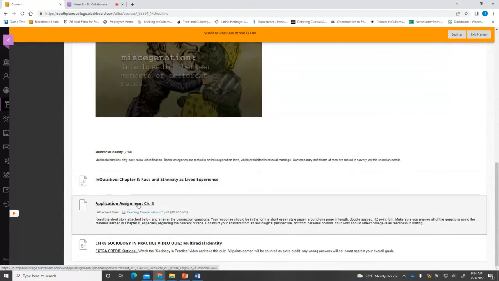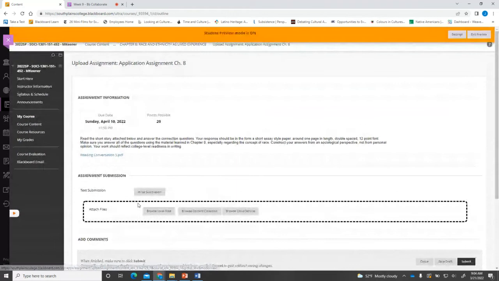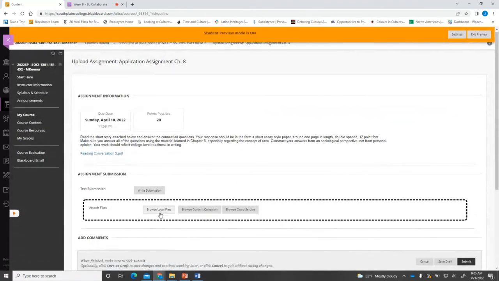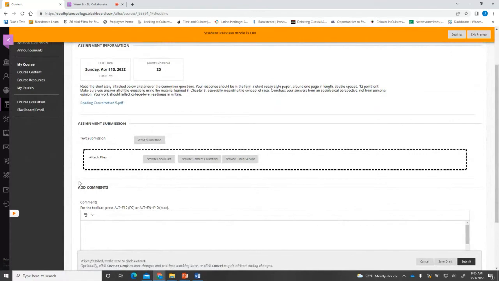Remember, to submit application assignments, you have to click into the application, and you can either write a submission or you can browse local file. Never, ever, ever add comments. I don't want this.